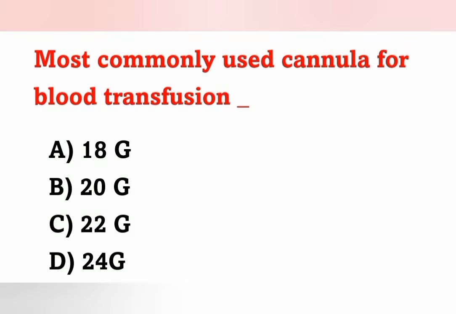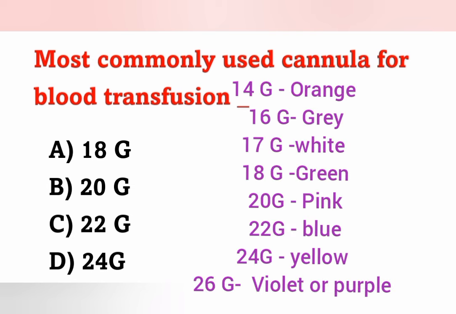And the next question, the most commonly used cannula for blood transfusion. Option A, 18 gauge. Option B, 20 gauge. Option C, 22 gauge. Option D, 24 gauge. We can see the colors of different cannula sizes. 14 gauge is orange, 16 gauge is grey, 17 gauge is white, 18 gauge is green, 20 gauge is pink, 22 is blue, 24 gauge is yellow, and 26 gauge is purple or violet. This is important; they can also ask questions on color.